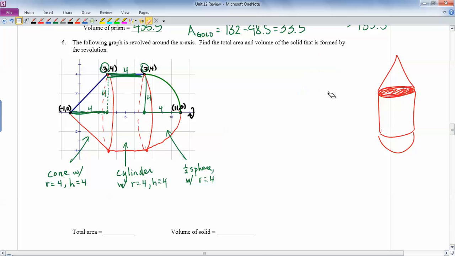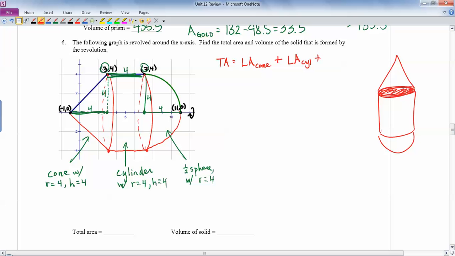Okay, so let's look at total area. So total area is the surfaces you can touch. I can touch the outer part of the cone, but not the base of the cone. So that's going to be lateral area of the cone. And then I can touch the walls of the cylinder, but I can't touch the bases of the cylinder because they're stuck in the middle of the shape. So it's going to be just the walls of the cylinder, the lateral area of the cylinder.